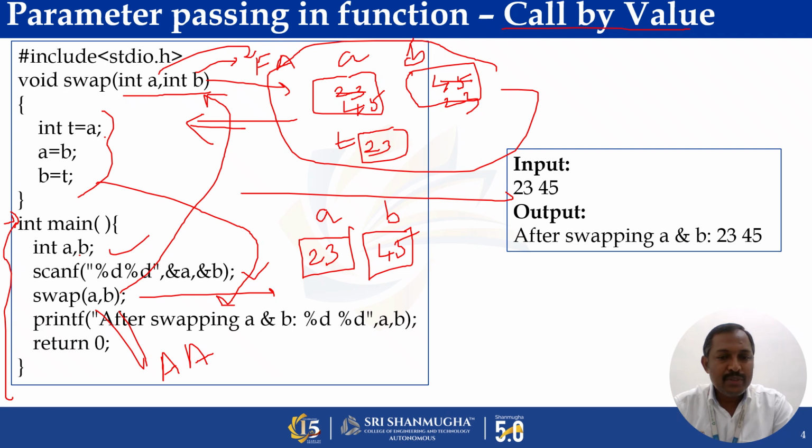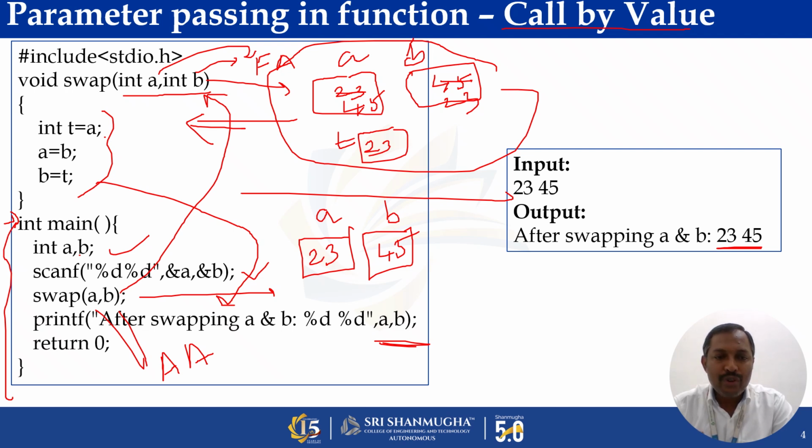After that, we are trying to print the value of a and b. What is the value of a and b? 23, 45 in the output. The values are not swapped. Even though the values are swapped within this function, it will not reflect in the actual arguments. This is the concept of call by value.